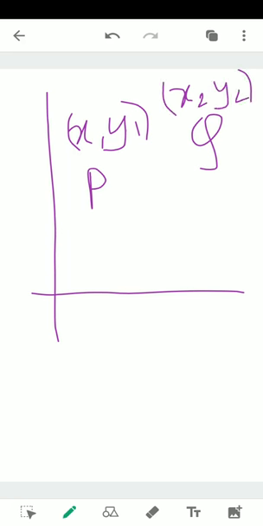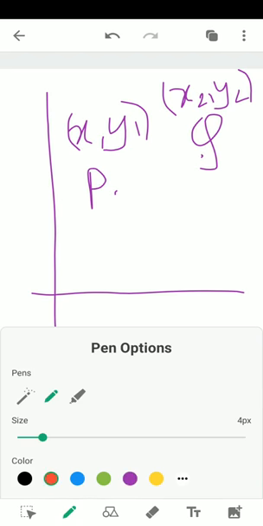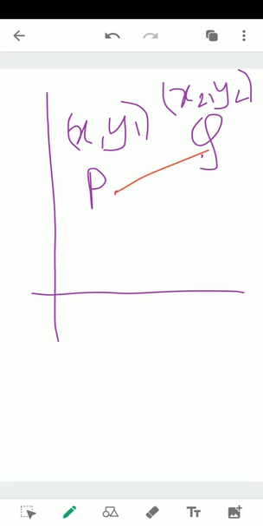So our main focus in this video lecture will be to find the distance between these 2 points when its coordinates are given. Remember, the coordinates have to be given to use these concepts that we are going to discuss in this video. So let this point be P and let this point be Q. Our agenda, as I have told you, is to find the distance between P and Q.